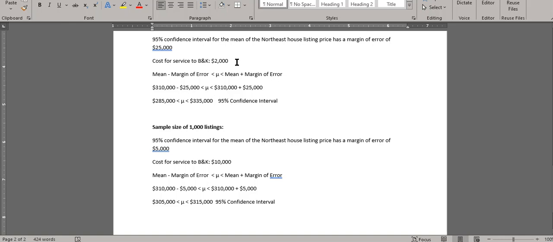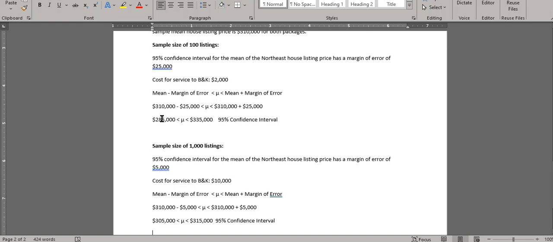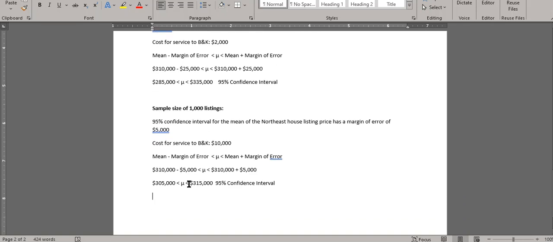So when you compare both of these, you can see how big the range is with the 100 listings: the average listing price is between 285,000 and 335,000. Down here, the confidence interval range is much smaller, 305,000 to 315,000, that we would expect the mean to be between these two. What this tells us is that as the sampling got bigger, we became more accurate in predicting where those mean listing prices would be.